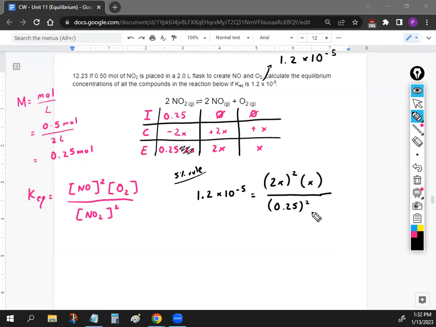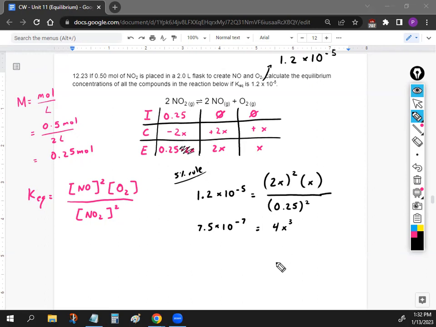So the first thing you want to do is multiply both sides by 0.25 squared. On the left side of the equation, that is going to give you 7.5 times 10 to the negative 7, and I simplified all that. On the right side, we're going to get 4x squared times x, so 4x cubed.